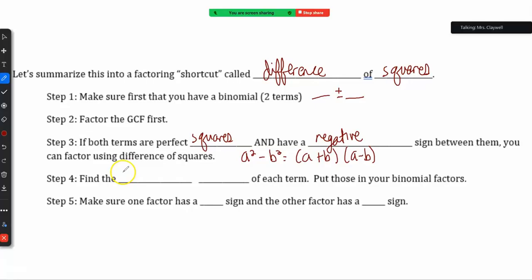So we find the square root, which means basically just find a and b. Make sure one has a minus sign and one has a plus sign. So the formula that we're going to keep coming back to for this first page is a squared minus b squared is a plus b times a minus b.